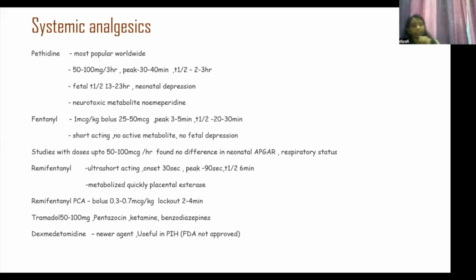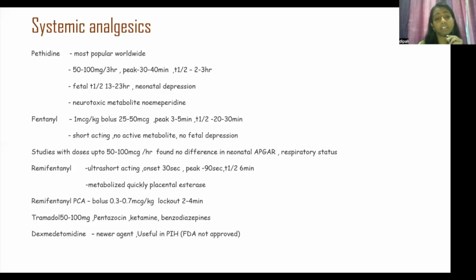In systemic analgesics, mainly opioids are used. They are either long-acting opioids or short-acting opioids. We all know long-acting opioids are going to cause significant neonatal depression. Pethidine is the most popular worldwide, used as 50 to 100 milligrams every 3 hours. But the drawback is that the fetal half-life is very long, that is 13 to 23 hours, causes neonatal depression and also has a neurotoxic metabolite. Fentanyl is much more popular. It is short acting, doesn't have any active metabolite and has minimal to no fetal depression. It is used as a 1 microgram per kg bolus. Peak occurs in 3 to 5 minutes and the half-life is 20 to 30 minutes.